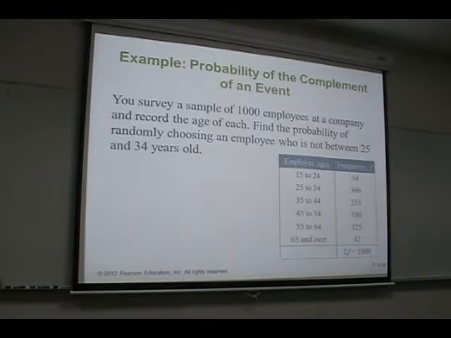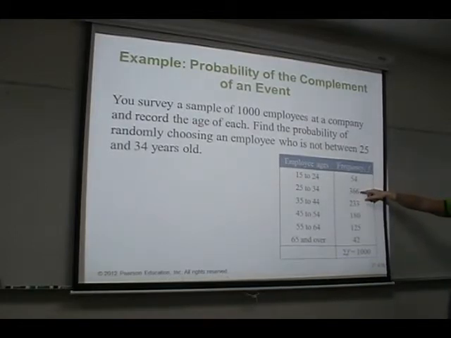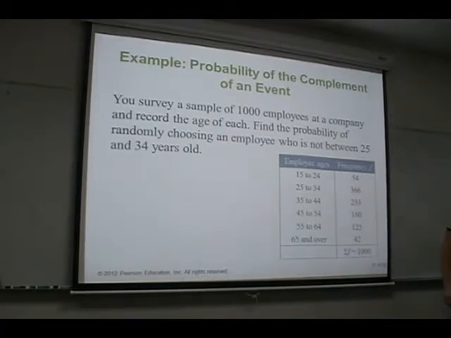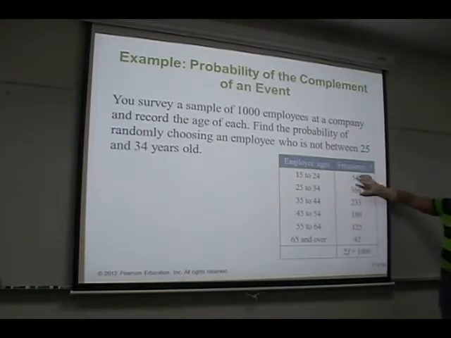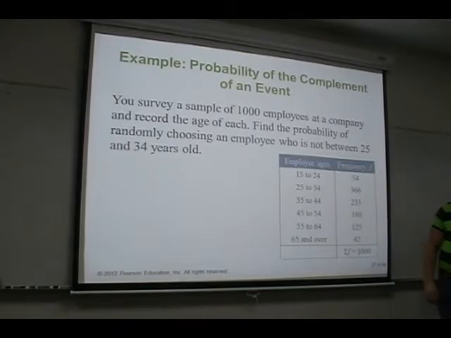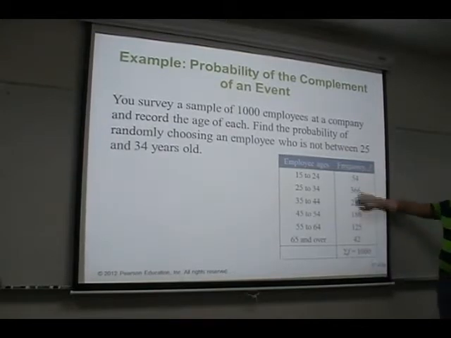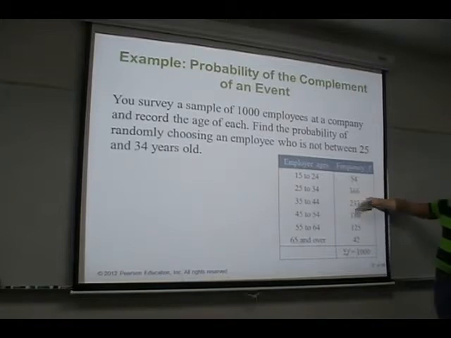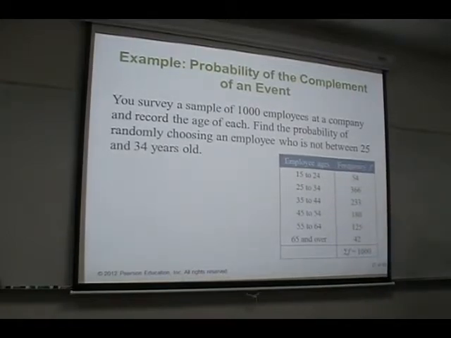Okay, let's look at this. It says you survey a sample of 1,000 employees at a company and you record the age of each. What's the probability of randomly choosing an employee who's not between 25 and 34? Here's the range that's between 25 and 34. It's 366, but I want people that are not in that range. There's actually 2 ways you could do this. One way is to add up all the people that are not between 25 and 34. So basically we'd take 1,000 people, take away those, and divide that total by the 1,000. That's one way we could do it.